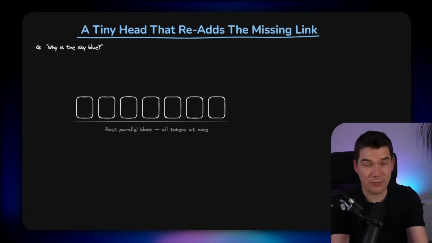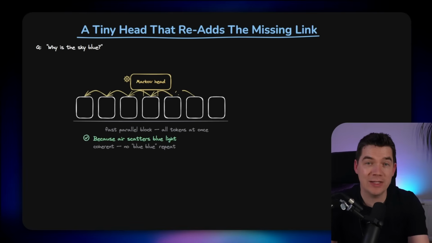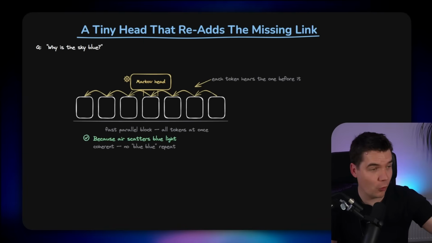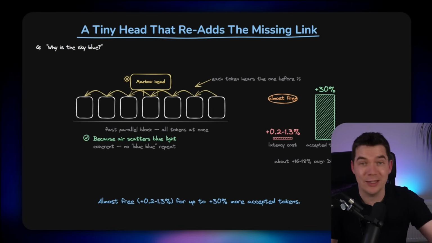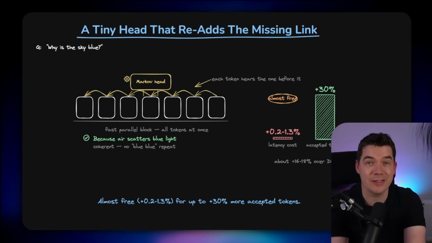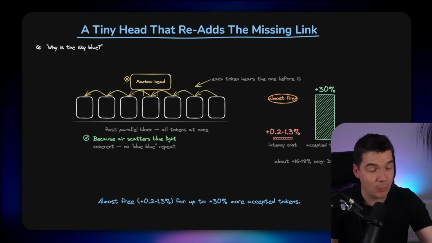And this is where DSpark's first innovation comes from. Instead of throwing away the parallel approach, they keep it, and they bolt a tiny lightweight head on top of it, which is called a Markov head. Its job is to whisper to each token what the token right before it just decided. So you get the speed of guessing the whole block at once, but you claw back most of the coherence that you'd normally lose. This time our answer comes out blue light, not blue light, even though it was still guessed in a single shot. And the reason it's clever is the cost, because this little head adds almost nothing to the round trip, and in exchange it lifts the number of tokens accepted per pass by up to 30%.